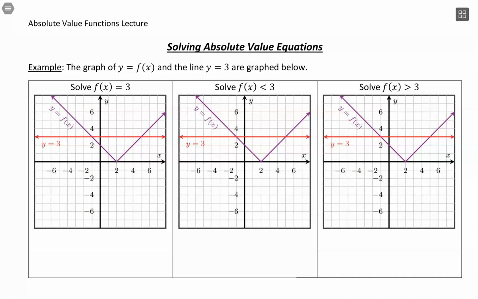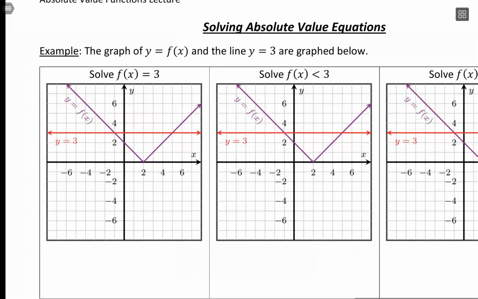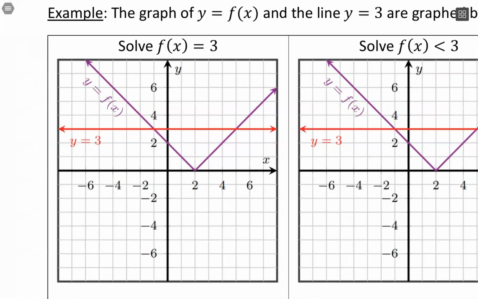solutions? So let's say I have this absolute value function f of x that's in purple here, and I want to solve this equation. I want to see where does this function equal 3. So what we can do is draw the constant function of 3, which is this horizontal line right here across y equals 3. And if we're solving, it's exactly like solving a system of equations.